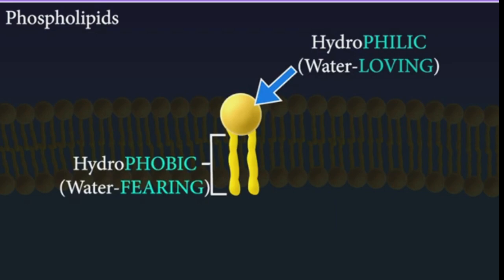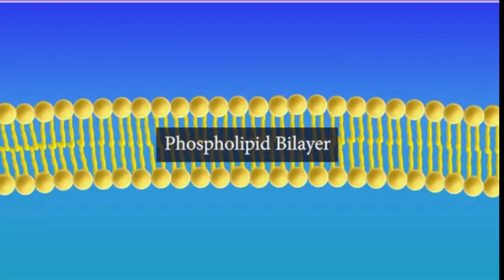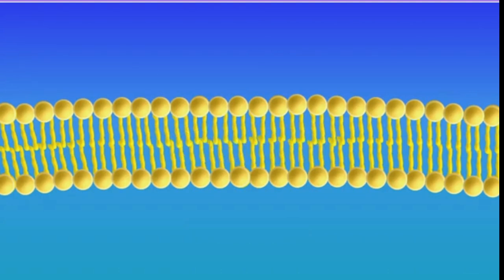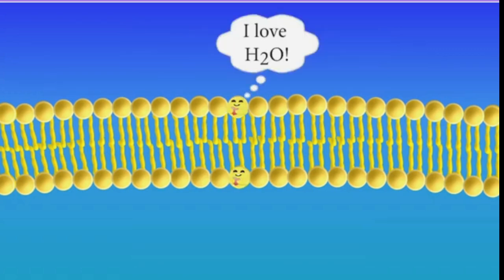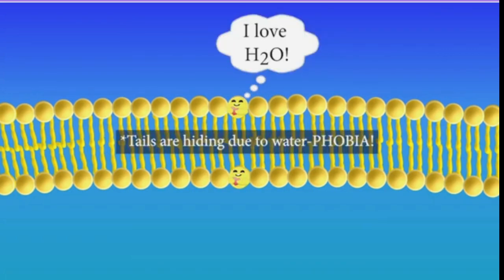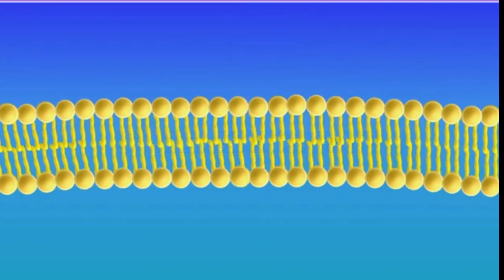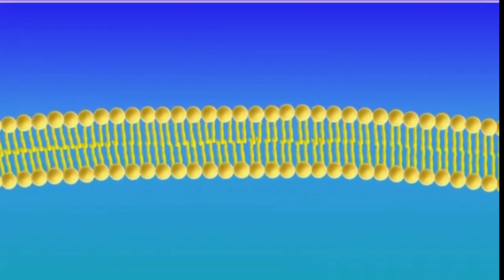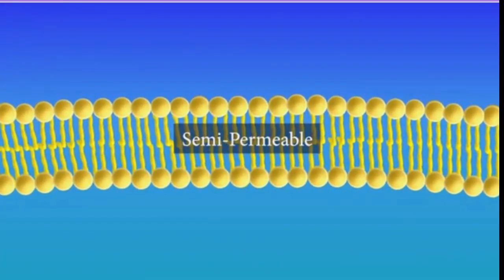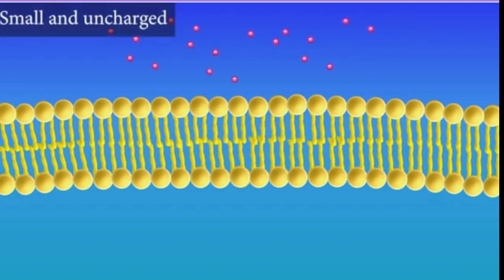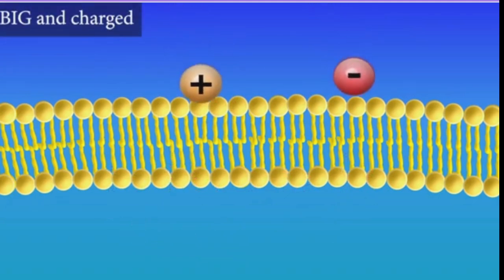Literally, hydrophobic means water-fearing. Because of these properties, phospholipids form two layers known as a phospholipid bilayer, with the hydrophobic tails facing each other and the hydrophilic heads facing the watery external environment and the watery cytoplasm inside of the cell. So the water lovers get to be next to water, and the water fearers can hide away from it. A perfect arrangement. The phospholipid bilayer is the main component of the membrane, and it is largely responsible for making the membrane semi-permeable. Basically, the smaller and less charged something is, the easier it is to pass through the phospholipid bilayer. Bigger, more charged things have a harder time.